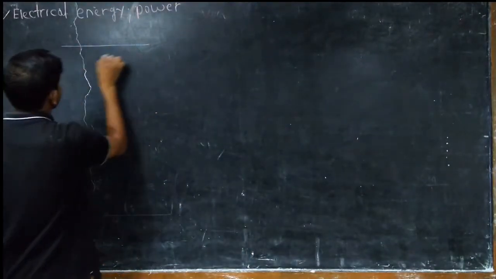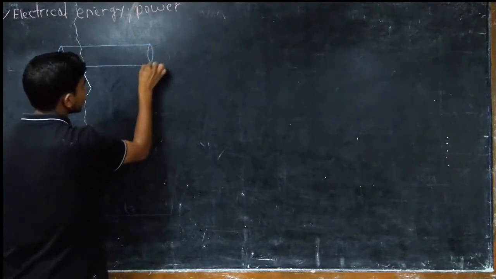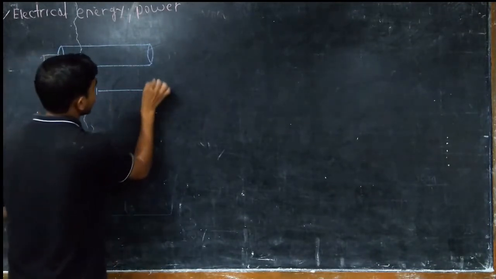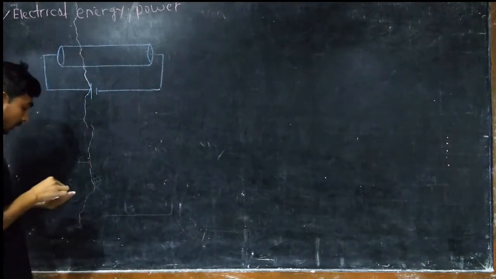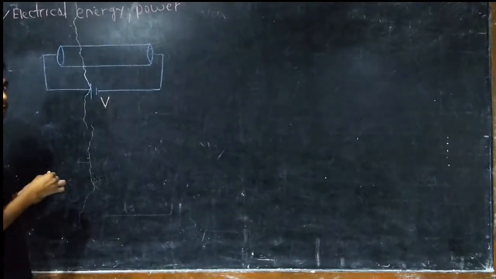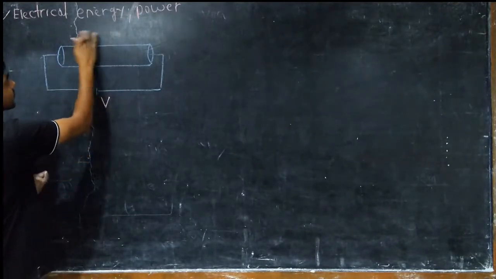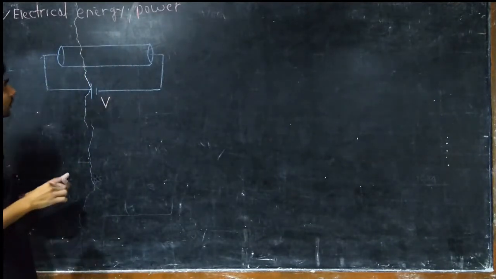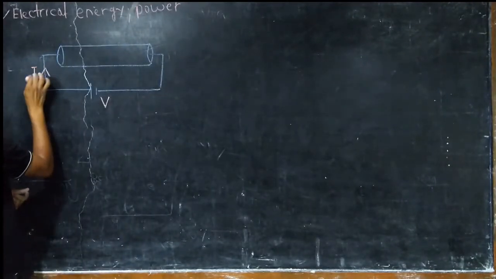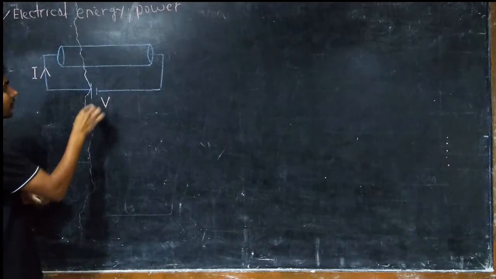Suppose this is your conductor, and this conductor is connected to a battery, and battery is having potential V. Now, as I connected the battery, current will start flowing in this one. Suppose current I is flowing in it.